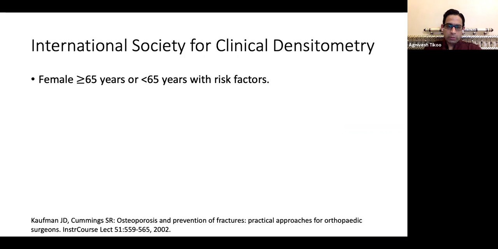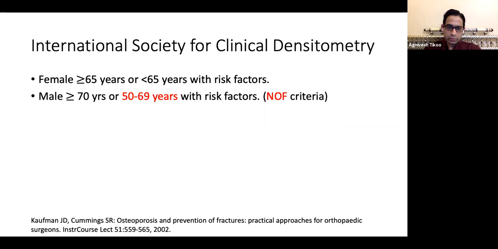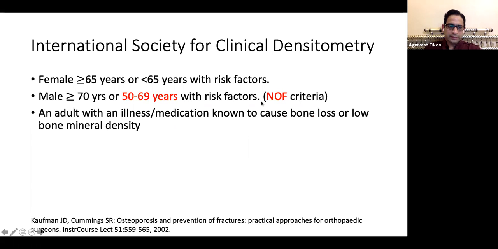Now, who should undergo bone density testing? Females more than 65 years, or less than 65 years with risk factors. When I say risk factors, it means steroids and other diseases, what we talked about as secondary osteoporosis. For males, however, the National Osteoporosis Foundation has the criteria that males above 70, or 50 to 69 years with risk factors, should have this.